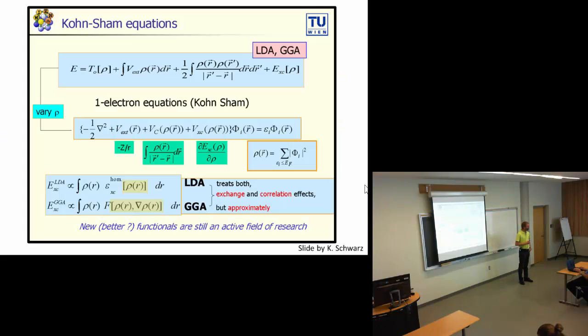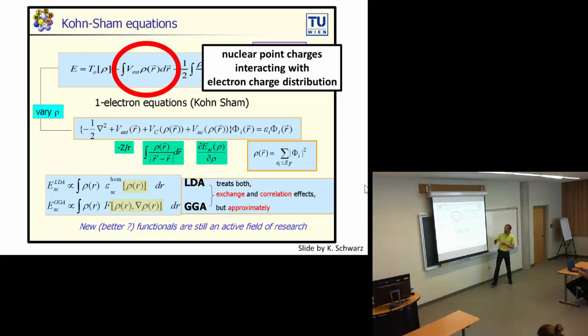Let me go back to a slide that Karl Heinz presented on the first day, where you have the total energy in the Kohn-Sham procedure. And he discussed the different terms in this expression. You have the kinetic energy, you have the exchange correlation functional, and you have also this term, where you have the interaction between the electron density and an external potential, which is the Coulomb potential created by the nuclei. And it went without saying that we consider these nuclei as point particles. So you have the Coulomb potential of a point particle.